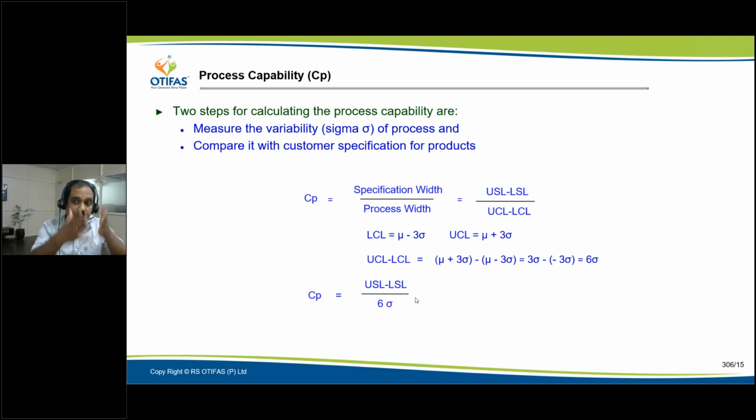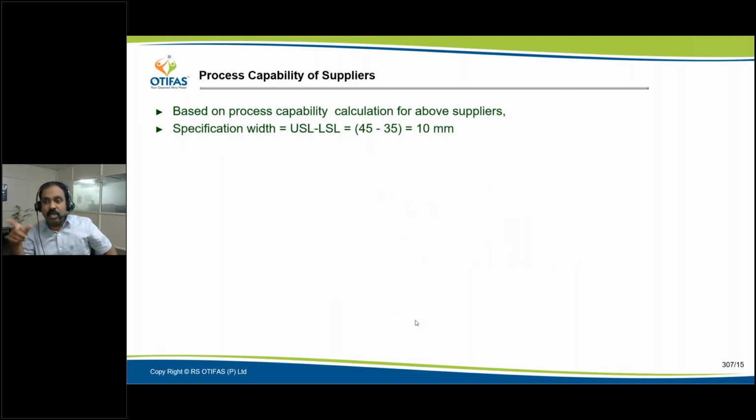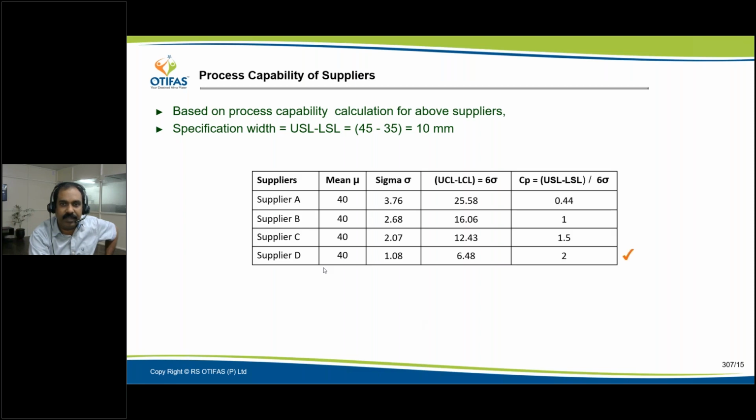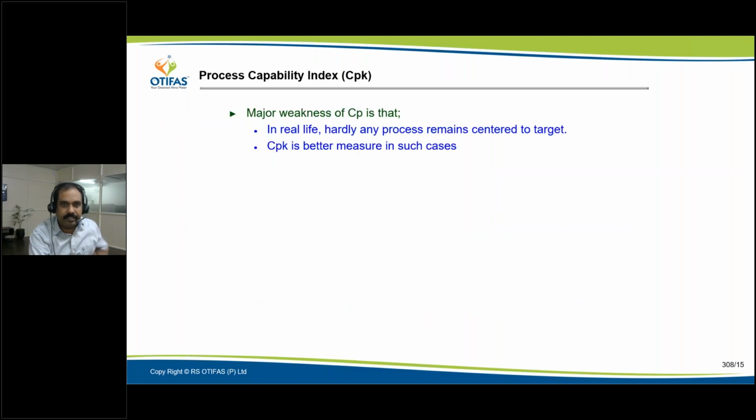Now, if you want to find it, you can do it in Excel. But if you put all the data into Minitab, you get the process capability. But CP is not always the right index. Why? Process always shifts. So CPK is the best value for that. Instead of 6 standard deviations, CPK works this way: USL minus mean divided by 3 standard deviations, comma, mean minus LSL divided by 3 standard deviations, and take the minimum of these.